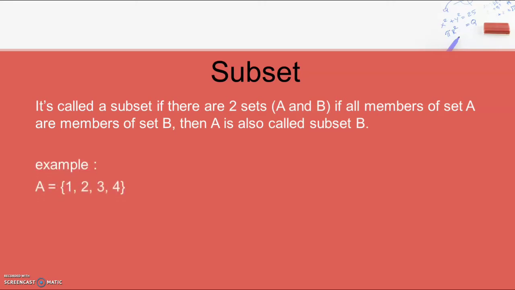Example, set A equals the set 1, 2, 3, 4. 1, 2, 3, 4 are elements of set A. B equals the set 1, 2, 3, 4, 5, 6, 7. 1, 2, 3, 4, 5, 6, 7 are elements of set B. It shows that A is a proper subset of B because the elements in set A are elements in set B, but not vice versa.